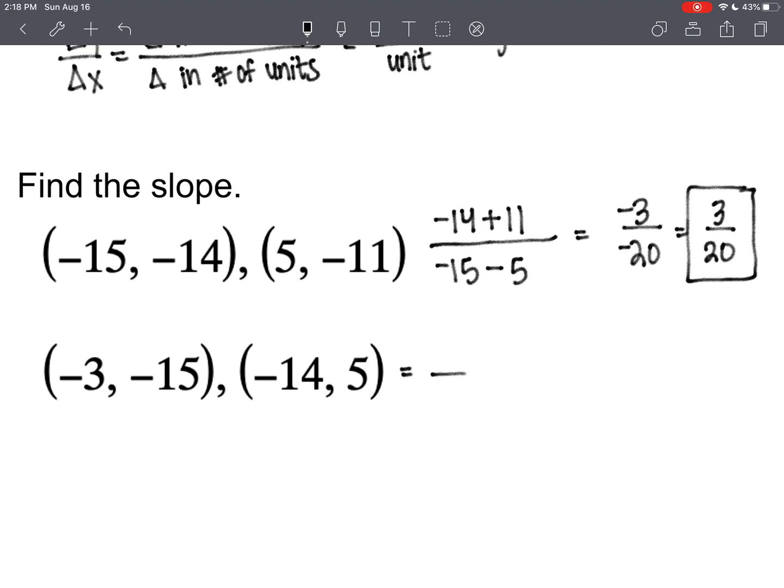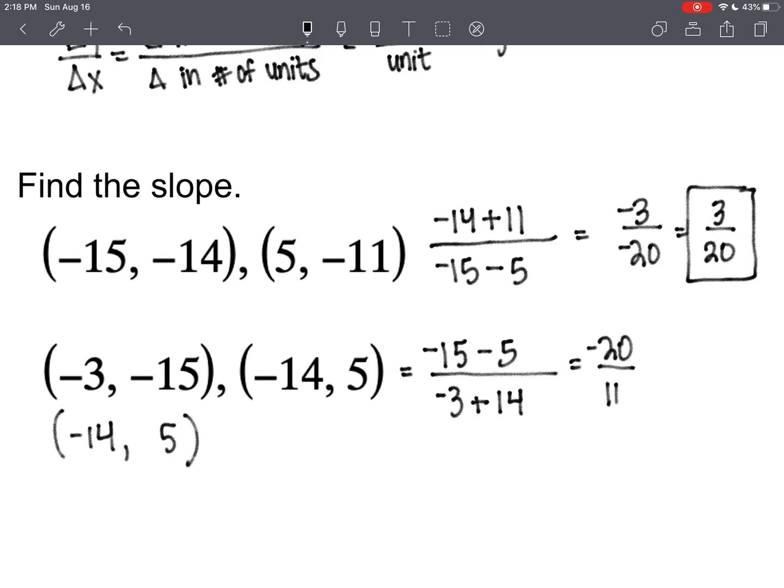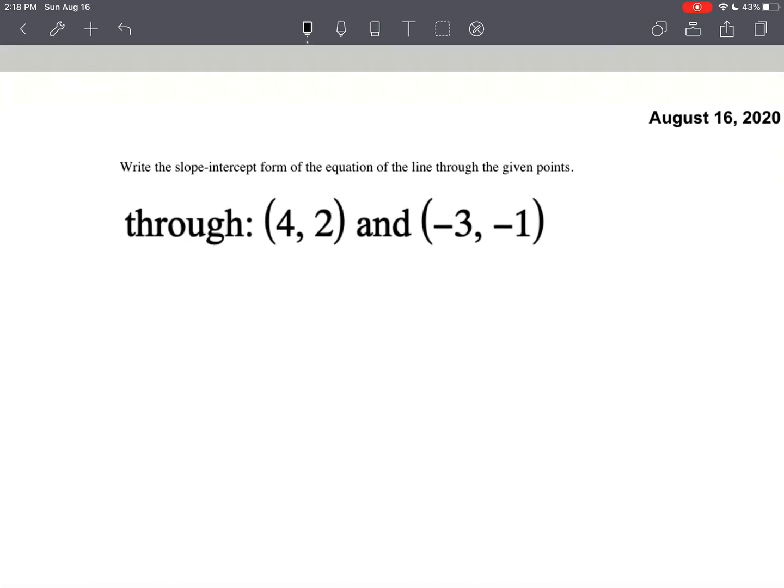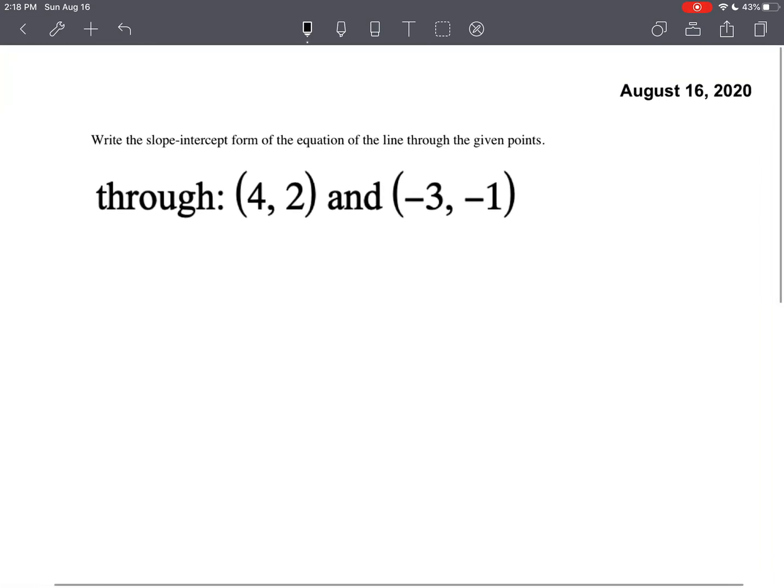Okay, the slope for the next one, change in y. Now, my brain is already starting to go wacky here, so I'm going to say negative 15 minus 5, negative 3 minus a negative 14, negative 20 over 11. And when I have a fraction that's negative, in handwriting I write the negative in the numerator, negative 20 over 11. So hopefully I did not make a mistake. If I did, I'm sure someone's going to call me on it, which is a good thing.